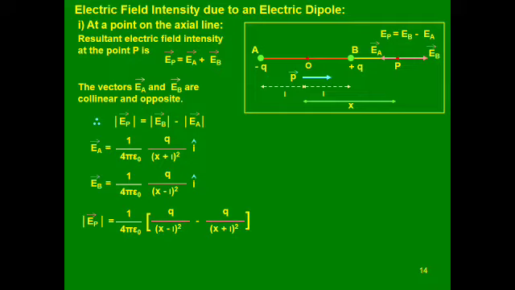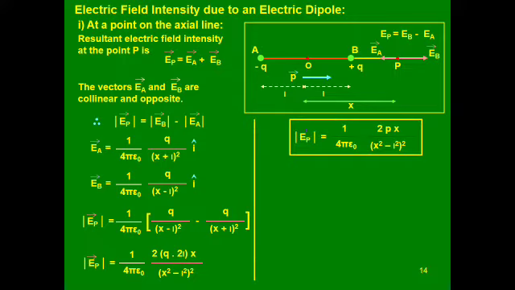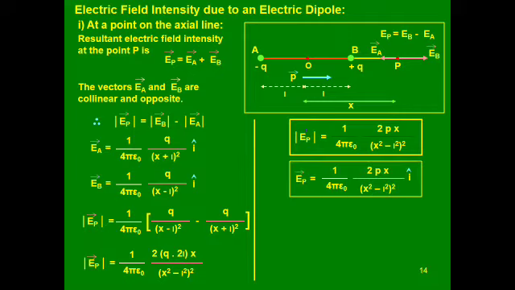So the total electric field at P is 1 by 4 pi epsilon naught times q by (x minus L) squared minus q by (x plus L) squared, where EB is stronger. So the net electric field comes out to be EP equals 1 by 4 pi epsilon naught times 2px over (x squared minus L squared) whole squared. This is for a finite dipole.